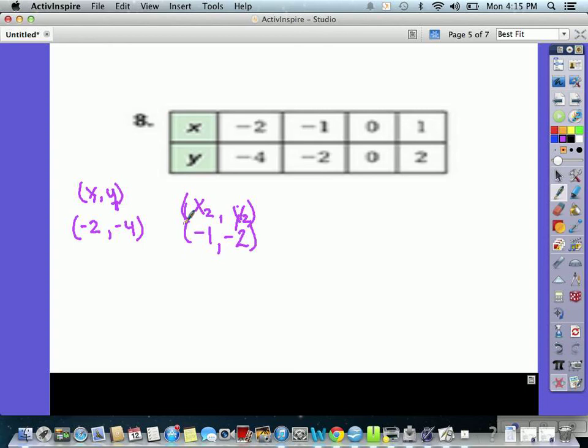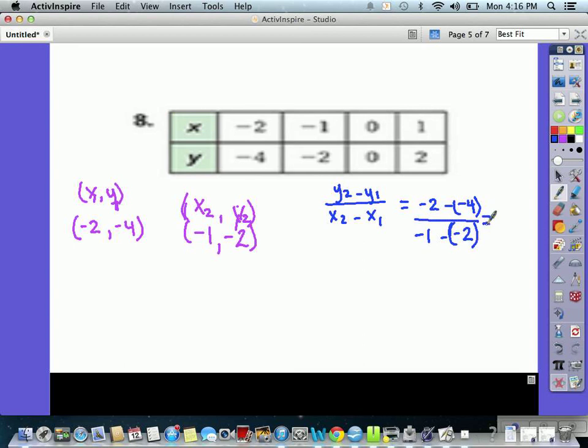So our equation for this part is y2 minus y1 over x2 minus x1. I'm going to come to the side and write that out. That will be negative 4 minus, wrong number. I did that last time, didn't I? Our y2 is negative 2 minus negative 4 over negative 1 minus negative 2.